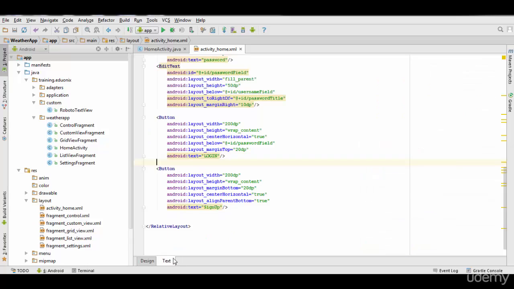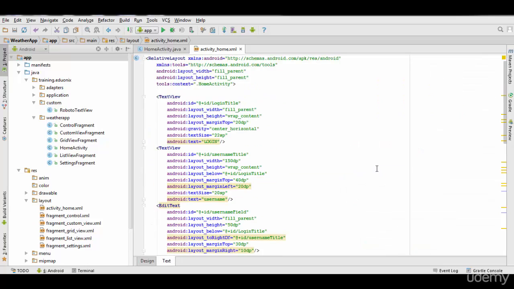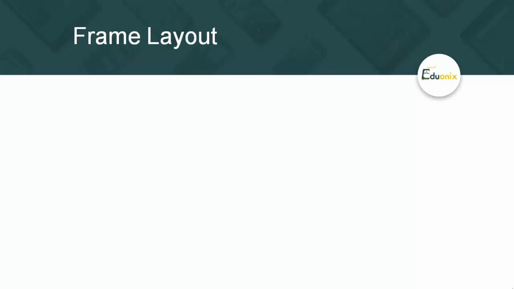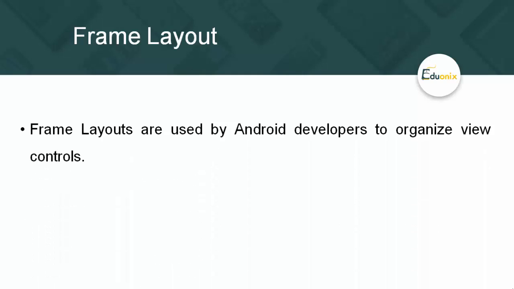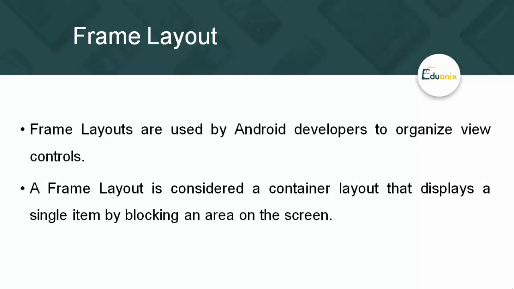Let's now discuss the next layout called frame layout. Frame layouts are used by Android developers to organize view controls. A frame layout is considered a container layout that displays a single item by blocking an area on the screen. Usually, we use frame layout to hold a single child view.